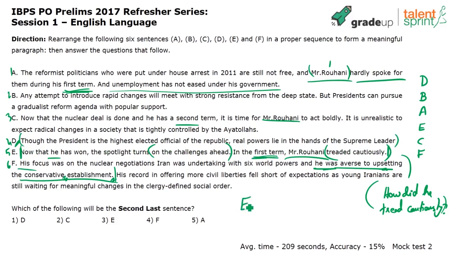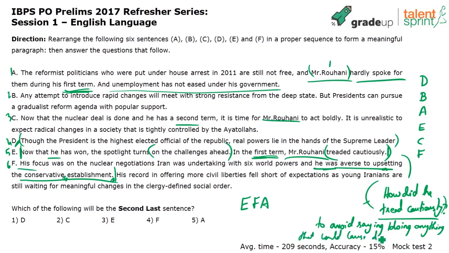Right? E is the one introducing Mr. Rouhani. F and A are answering the question of how he trod. To tread cautiously means what? What is the meaning of to tread cautiously? Anybody? Basically, it means to avoid saying or doing anything that could cause difficulties.